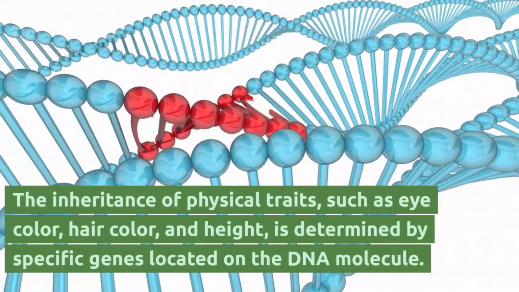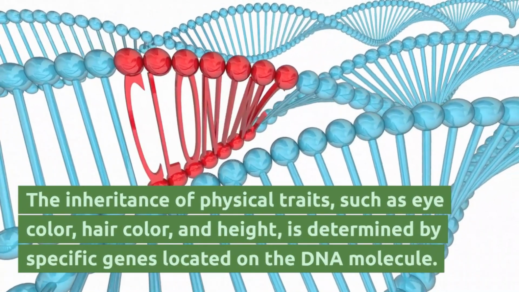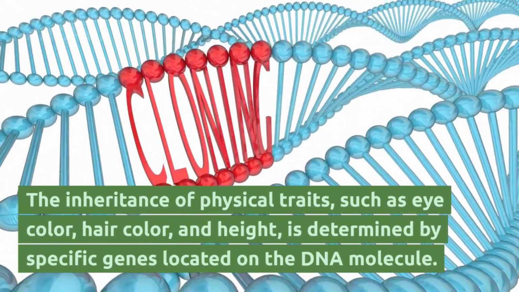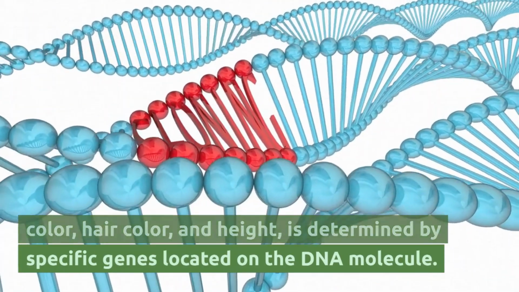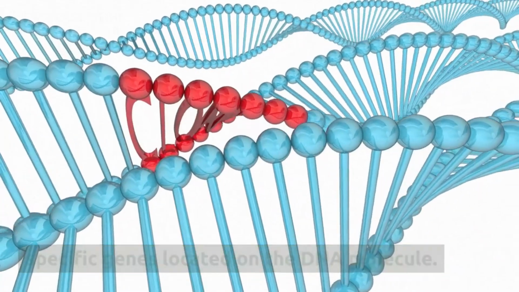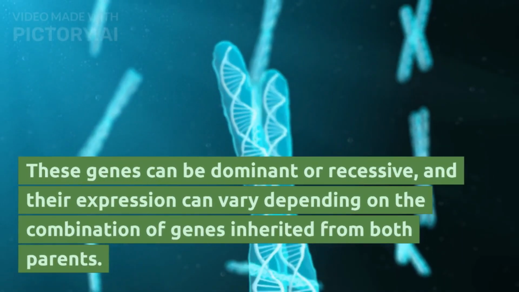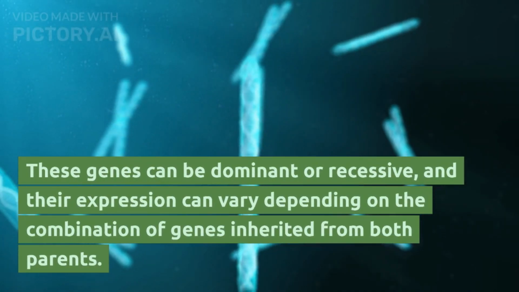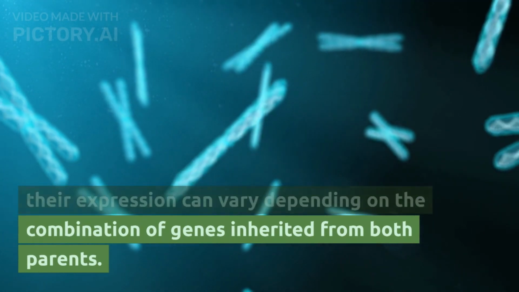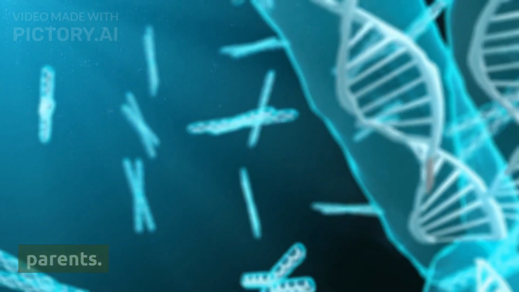The inheritance of physical traits, such as eye color, hair color, and height, is determined by specific genes located on the DNA molecule. These genes can be dominant or recessive, and their expression can vary depending on the combination of genes inherited from both parents.